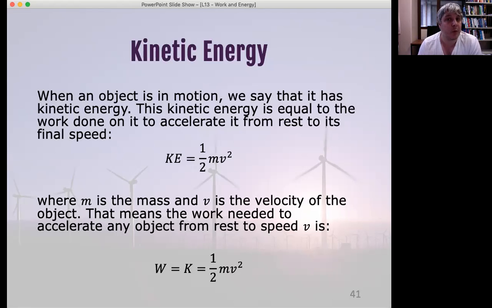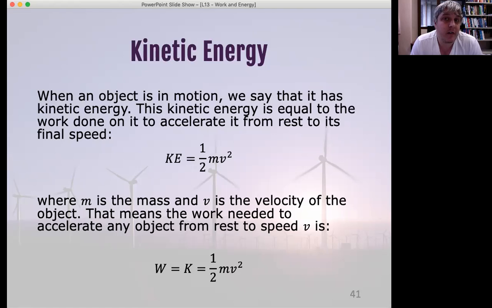Remember, that's different from the work done on the object, because the work done on the object might be greater if it's overcoming friction, or less if there's some other force as well involved and you don't have to push it as much. So it might be different, the amount of work you have to do on the object, but the work done to accelerate the object is what determines the kinetic energy. And that is just equal to half mv squared, where m is the mass and v is the velocity of the object at that point in time.